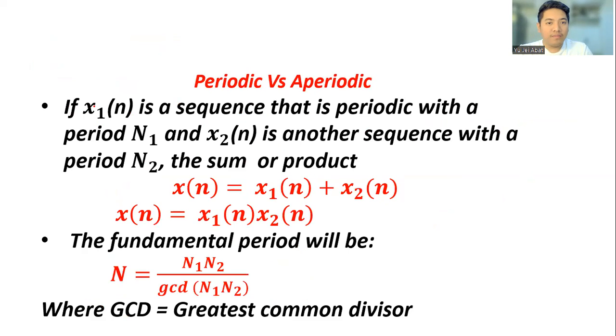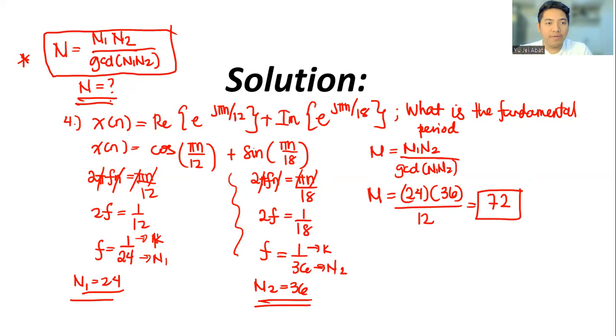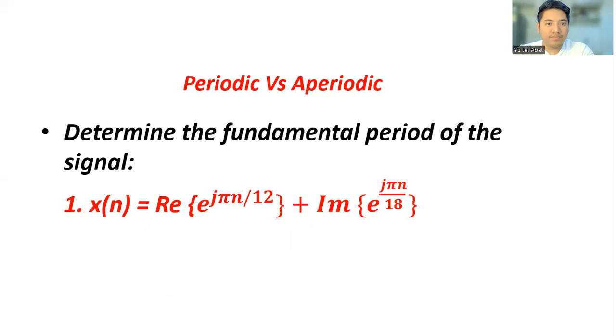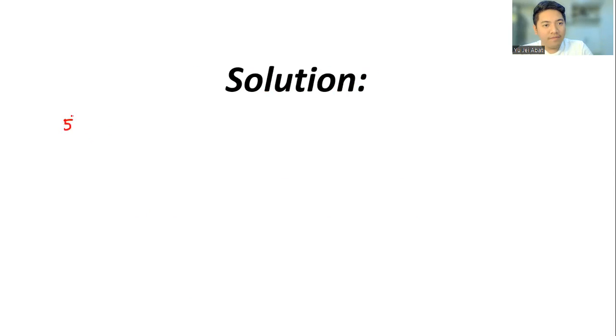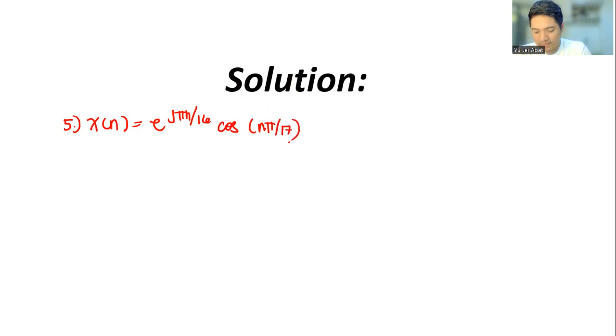So how about number 5? That's the example a while ago. So for number 5, the last example for this, by the way, you have x of n equals e raised to j pi n all over 16, multiplied by cosine of n pi all over 17. So this is multiplication. We have here e raised to j pi n all over 16.